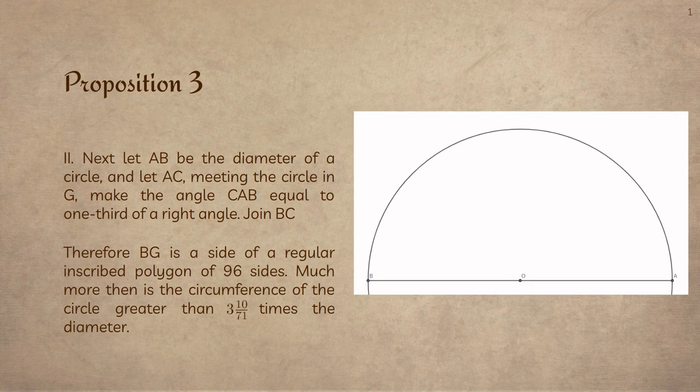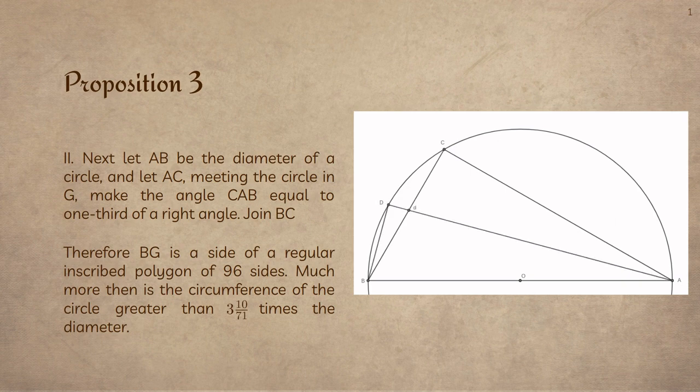So he says, next let AB be the diameter of a circle, and AC meet the circle in C. Make the angle CAB equal to 1/3 of a right angle. So here's that there. Join BC. So he sets up this situation here. And then he keeps going through, defining in a very similar manner, right? Taking a step, solving the math, and then doing the next step, solving the math.